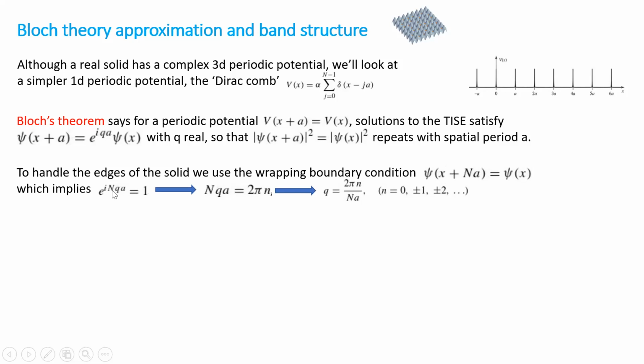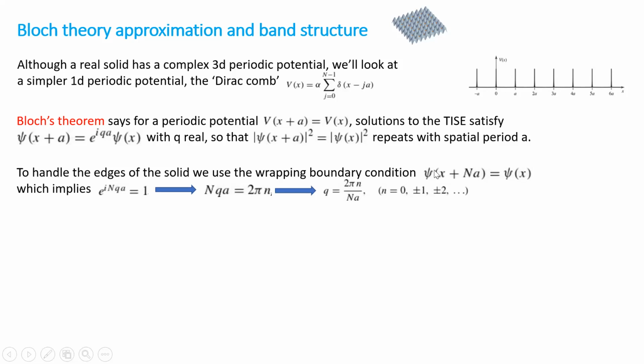But that can only happen if Nqa is a multiple of 2 pi, because e to the i something is only 1 if that something is a multiple of 2 pi. So we have Nqa equal to 2 pi times n, where n is an integer. We're solving for q, dividing by Na, we get q is 2 pi n over Na, where n is an integer: 0, plus or minus 1, plus or minus 2, etc.